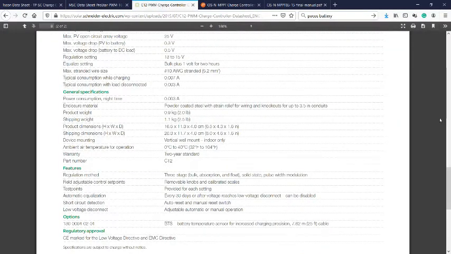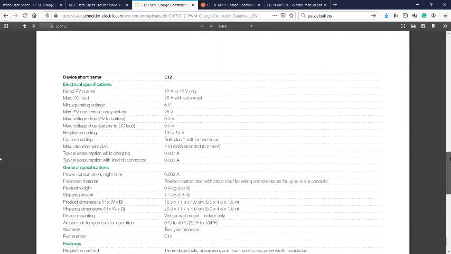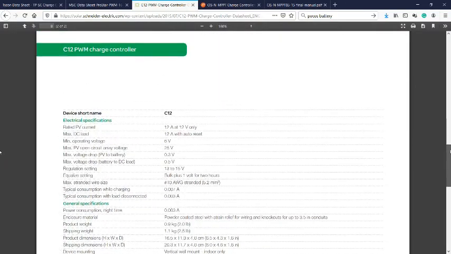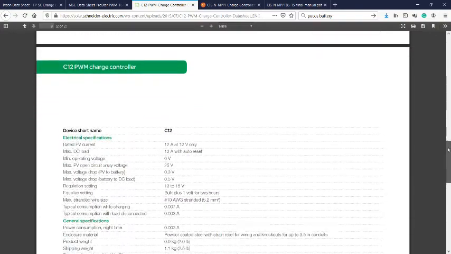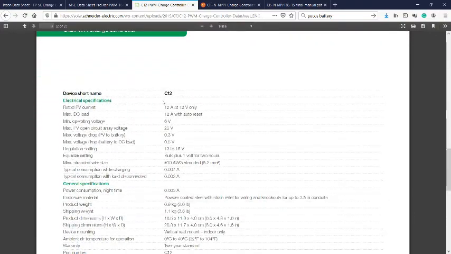Another example of the PWM or standard type charge controller. This is another electric C12 PWM charge controller. So this one rated PV current, this is from the PV module. The current is 12 ampere at 12 volt only. So the maximum DC load is 12 ampere with auto reset. So maximum PV open circuit voltage 95 volt. So you need to match the PV module with the charge controller.